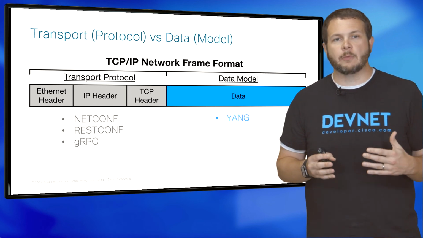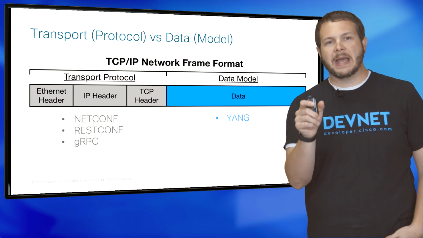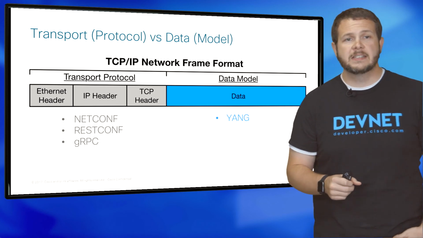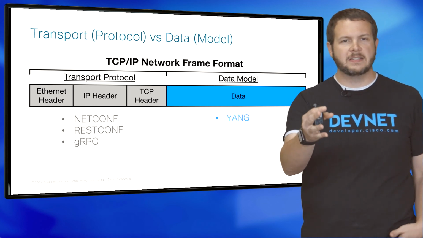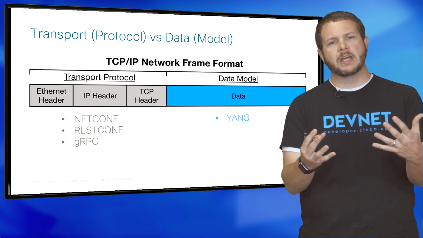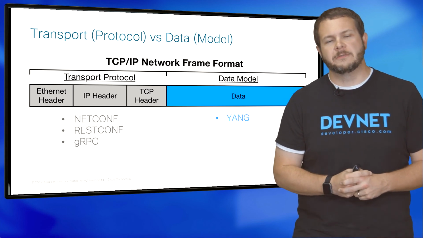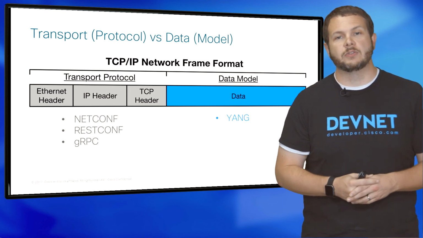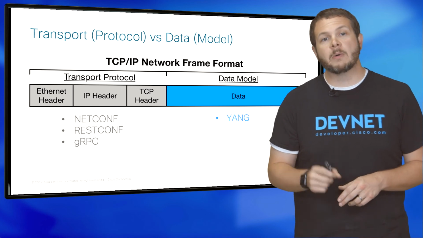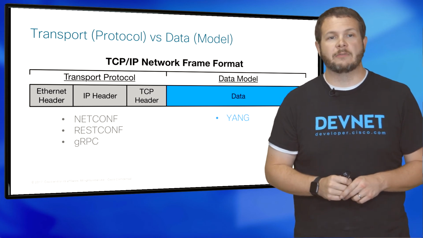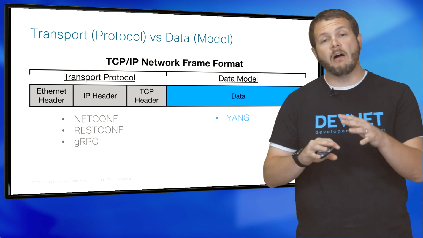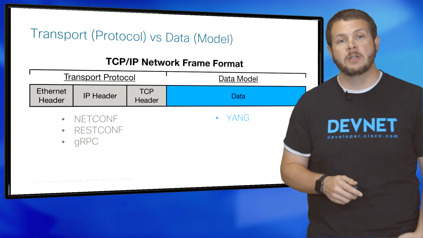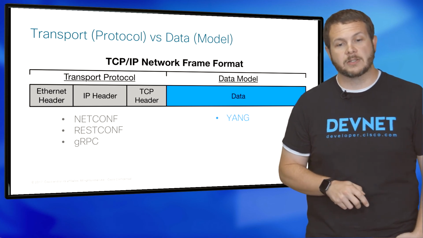Now, if we take a look at how network transport goes through in a common abstraction of a TCP/IP network frame, on the transport protocol side, dealing with the headers, the Ethernet, the IP, the TCP, just the raw communication over the network, that's where NetConf, RESTconf, and gRPC fit in. Now, what they provide access to is the data, and that data is modeled using Yang. And what we want to recognize is that whether we're leveraging NetConf, RESTconf, or gRPC, all of them are using the same Yang data models, which makes this a very robust and flexible model for dealing with network configuration and operations.